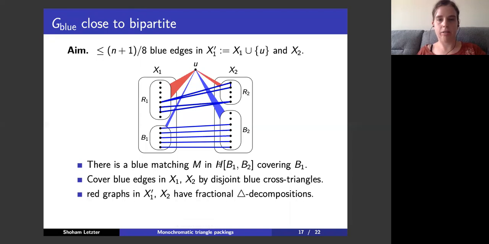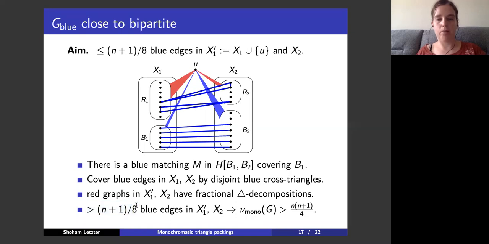Now, again, so far I only touched blue guys, so I can look at what remains in red here and what remains in red here. Again, it's almost complete, so it can be decomposed. And then you have this calculation similarly to what we did with the extremal example, and it will turn out that if I have too many blue edges in total in X1 prime and X2, then I will get a too large packing number. Okay, so this tells me that I can put U in X1 and obtain the bipartition that I wanted that has few blue triangles in the parts.